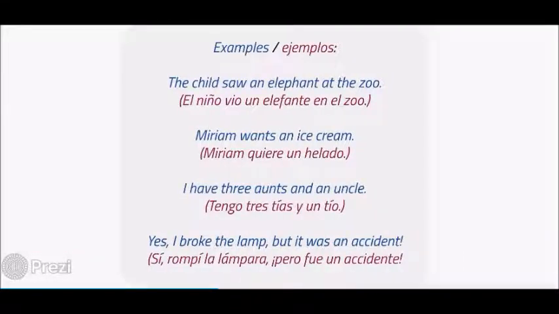Examples. The child saw an elephant at the zoo. Miriam wants an ice cream. I have 3 aunts and an uncle. Yes, I broke the lamp, but it was an accident.